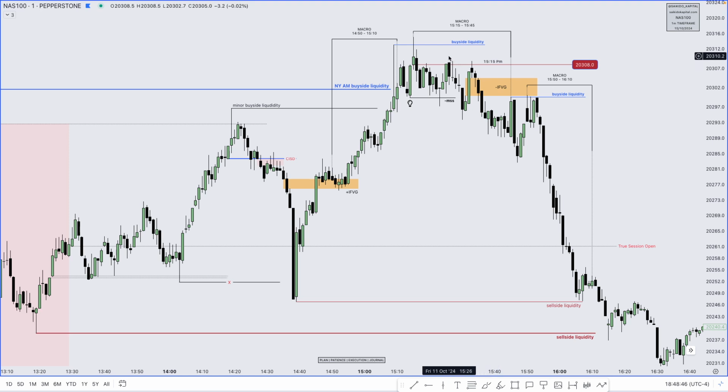You need to be very careful and give it a few pips above your swing high, where you normally put your stop loss, because you're not trading the futures market.